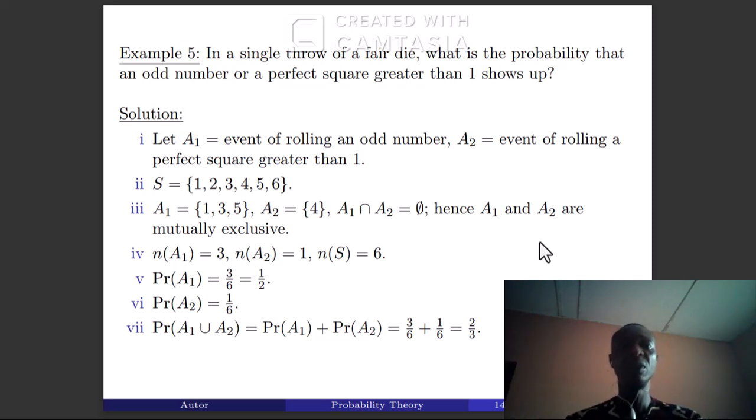Now the probability of having a perfect square greater than 1. How many perfect squares greater than 1? A2, that we have 4. How many? What is the number? 1. Total possible outcomes 6. 1 over 6. So the addition of the two, since they are mutually exclusive events, they don't have anything in common. Probability of A1 union A2 will be probability of A1 plus probability of A2, which is 3 over 6 plus 1 over 6, which is equal to 2 over 3.